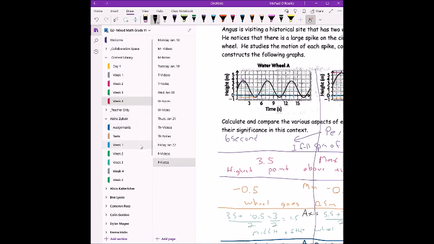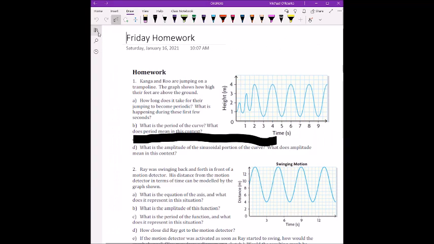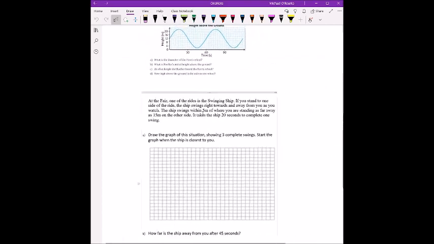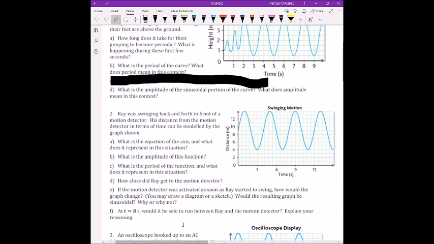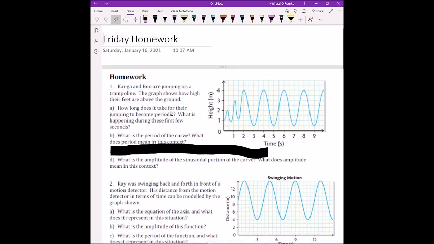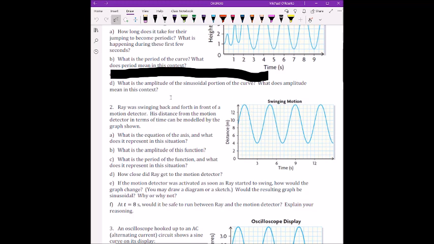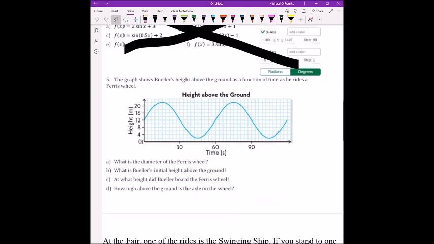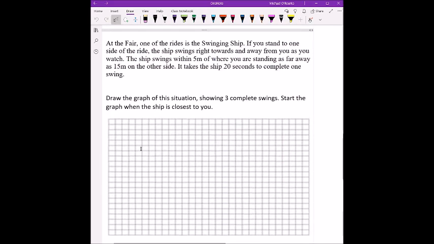So your homework, let's double check my homework to make sure I taught you everything I need to. It has some questions about, so the first couple questions are kind of reasoning about it, right? How long does it take for the jumping to become periodic? What's the period? What's the amplitude? What does the amplitude mean? Some of those are just knowledge-based. Then we have one where we want you to draw out a diagram.